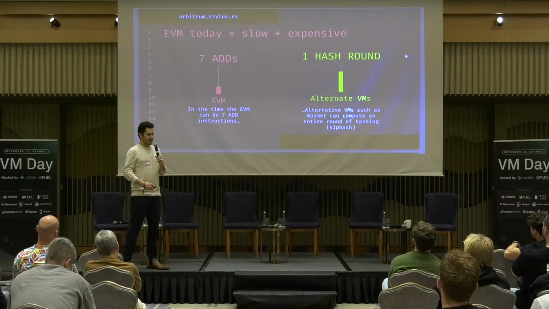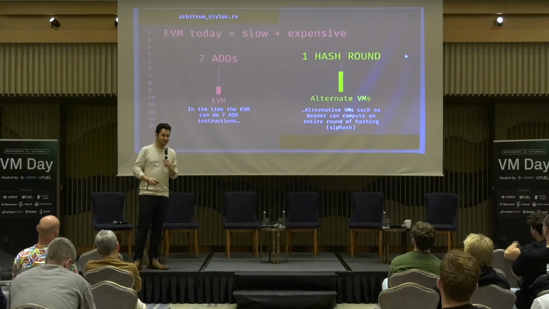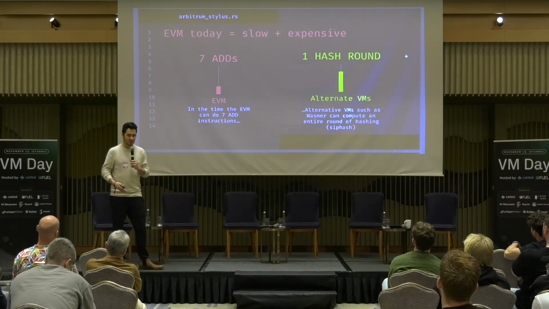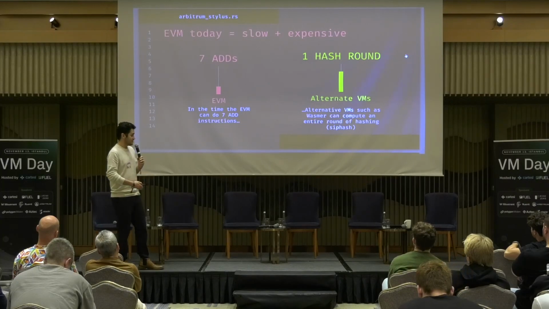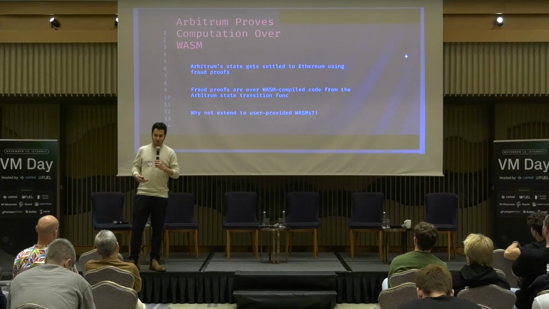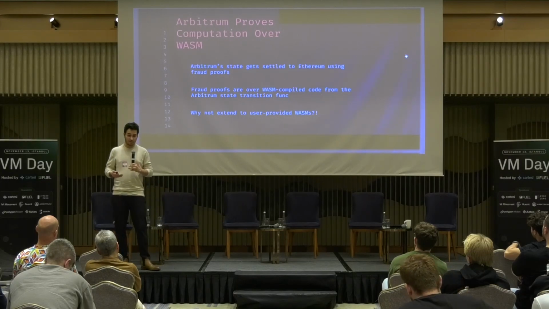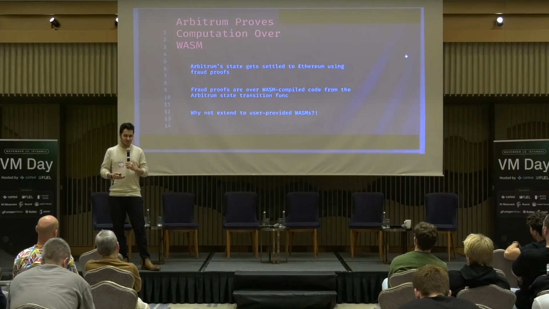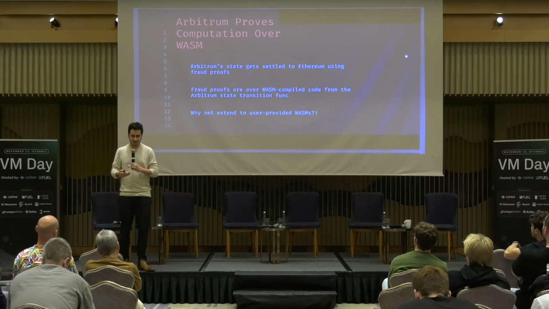And of course, in the EVM, some benchmarks that we have is in the time that the EVM can do 7 single add instructions, with Stylus, we're able to do complete rounds of hashing in a simple hash such as SipHash. But the benefits don't end there. Because Arbitrum today proves computation over WebAssembly, which is kind of the bytecode that we choose to compile to for many reasons, we ask ourselves the question, can we support execution of WebAssembly smart contracts in addition to EVM bytecode?